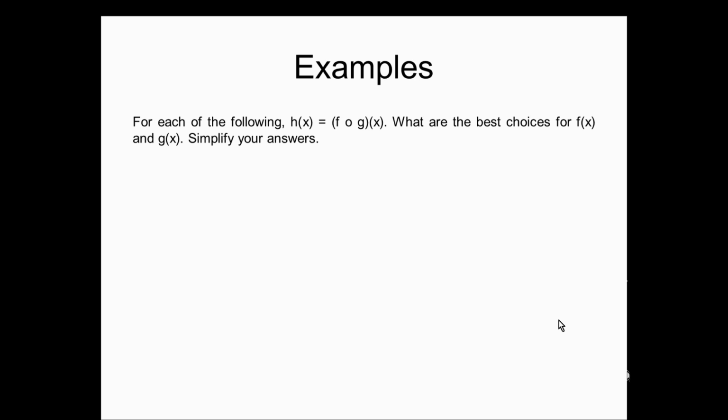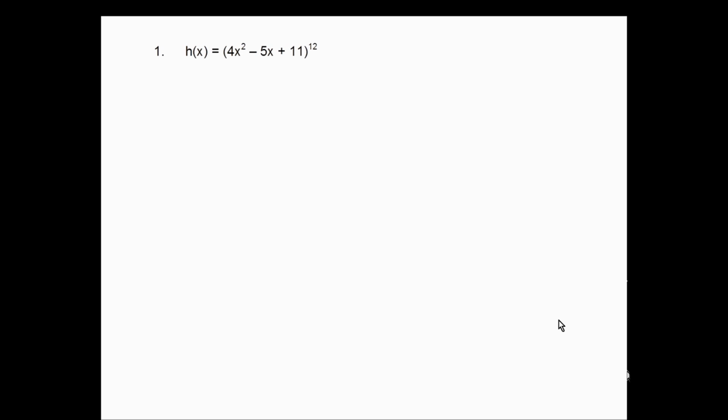Let's try some examples. For each of the following, h of x is equal to f composed of g of x. What are the best choices for f of x and g of x? Simplify your answers. Okay, here's our first one. H of x is equal to 4x squared minus 5x plus 11, all to the 12th power.